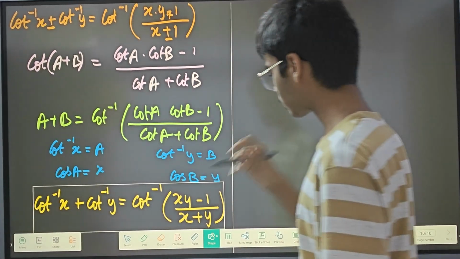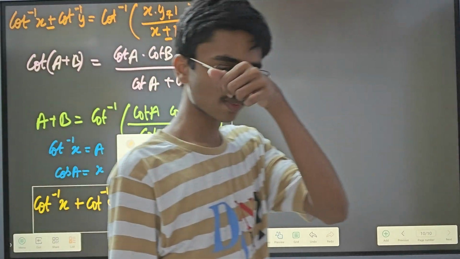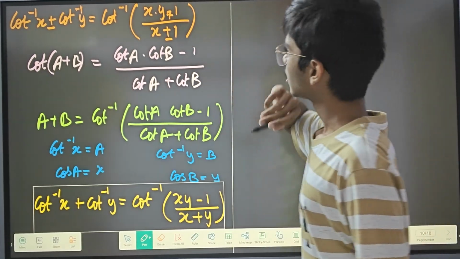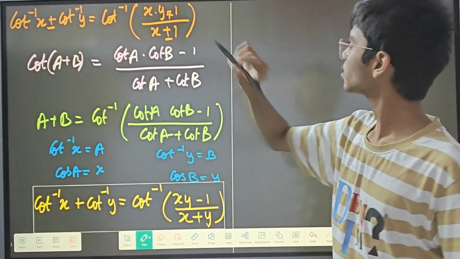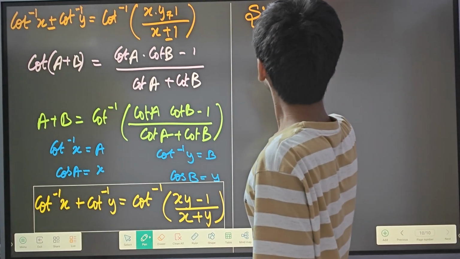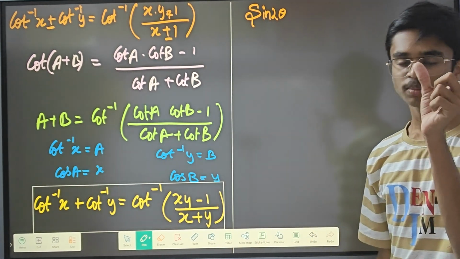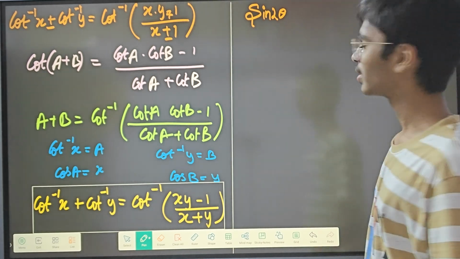Now, what we are going to prove is some double angle formulas. So what are those double angle formulas? First, we shall take sine 2 theta. First, I'm going to write all the double angle formulas in terms of sine, cos and tan.